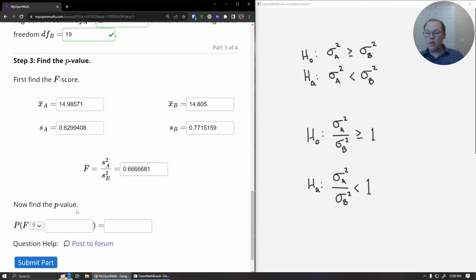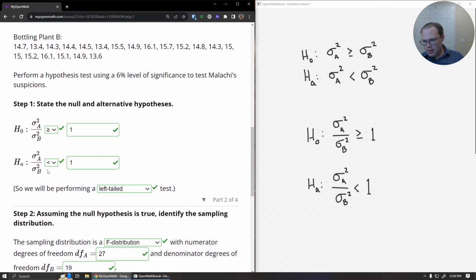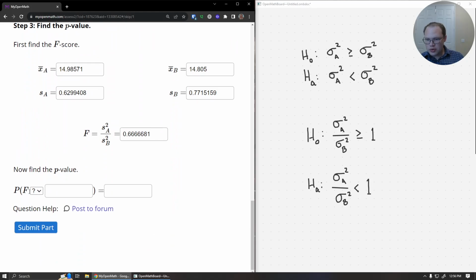Okay, so now I want to use that to find the p-value. So I want to calculate the probability of this F distribution. And which symbol am I going to use? Well, remember, by the alternative hypothesis, I have a less than symbol. I'm doing a left-tailed test. And so I want to use a less than symbol here too. So I want to find the probability that if I grabbed 2 other samples, assuming the null hypothesis is true, what's the probability that the F-score from those samples is less than the F-score that I actually got? Okay, so now let's calculate this probability.